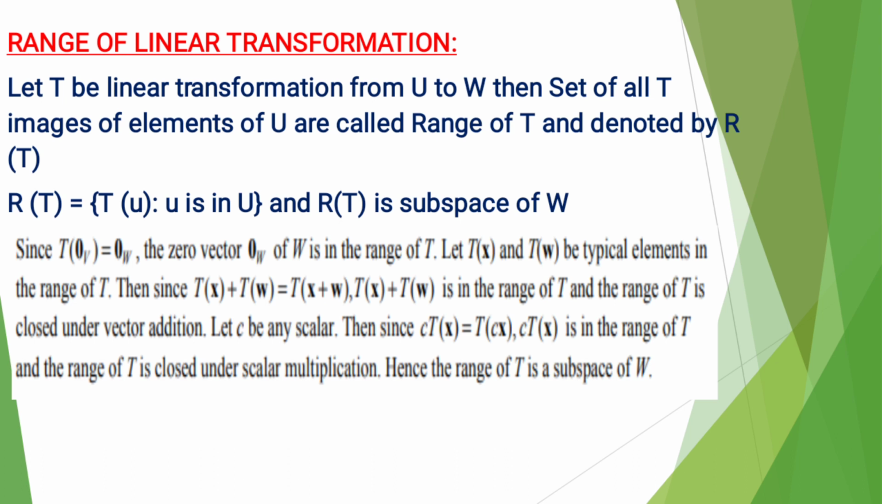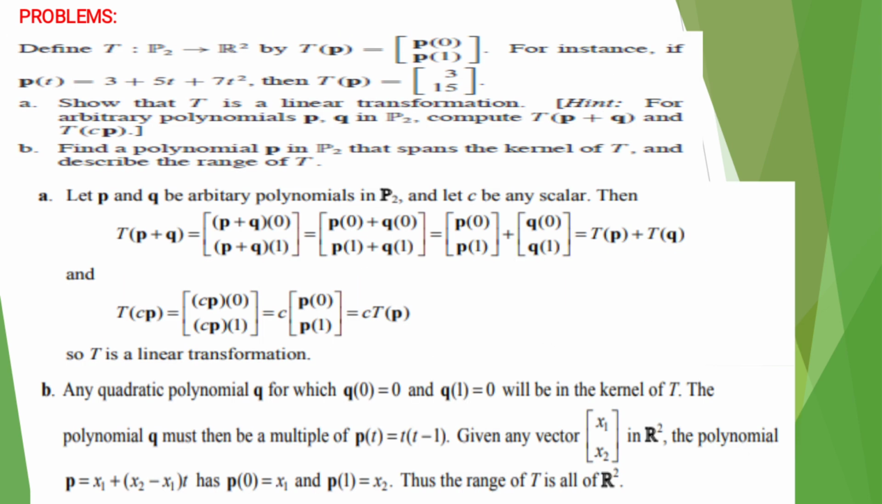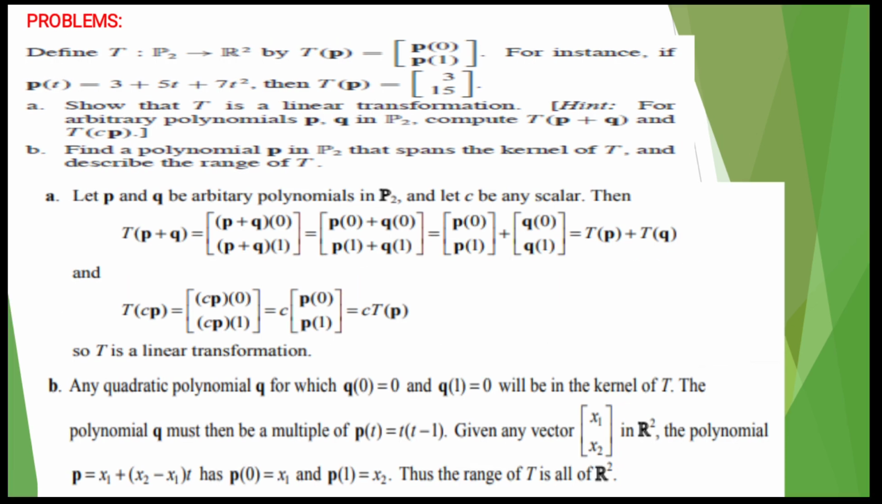Second, T of x plus y equals T of x plus T of y. Next, the third condition: c times T of x, or T of cx, belongs to R of T. So if these three conditions are satisfied, then we say that R of T is a subspace of W. Now here some problems are there.